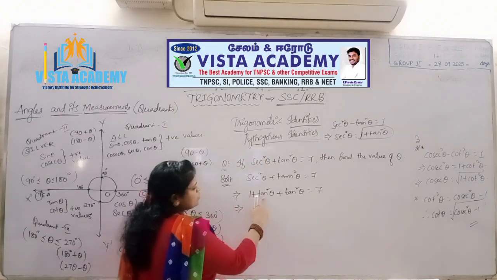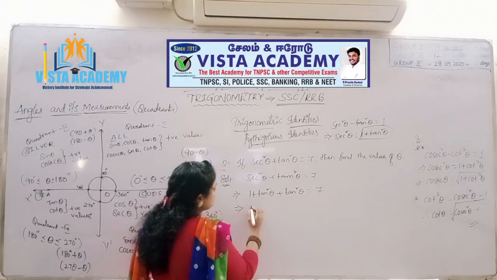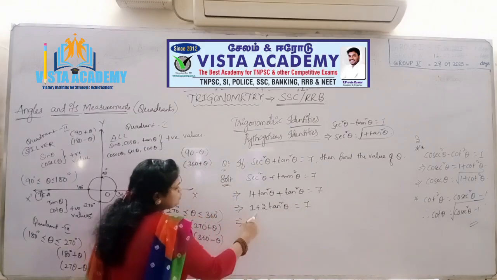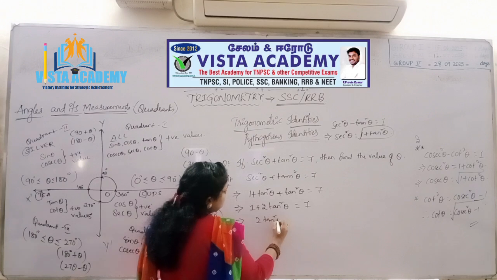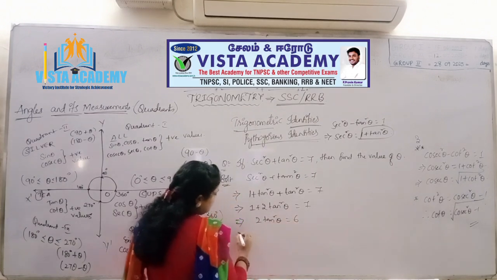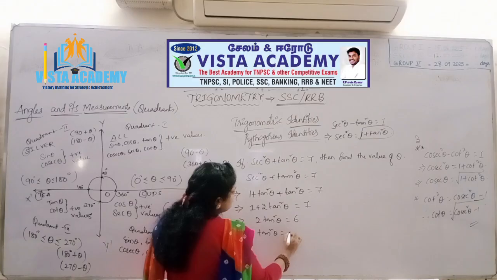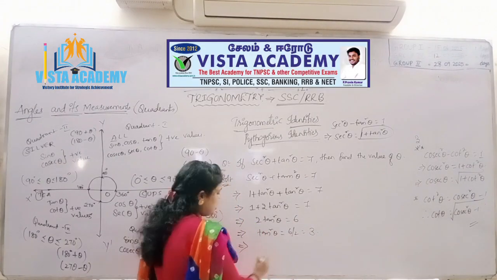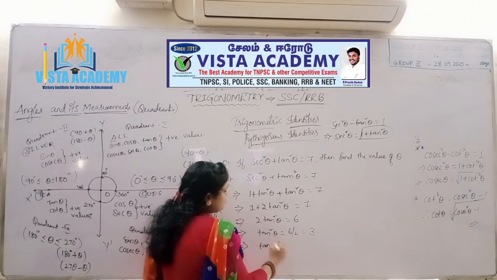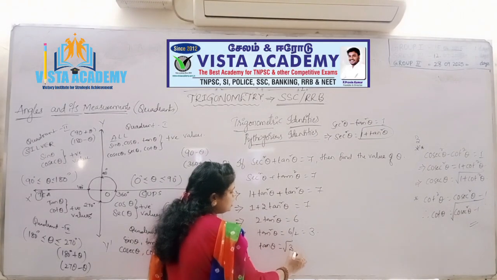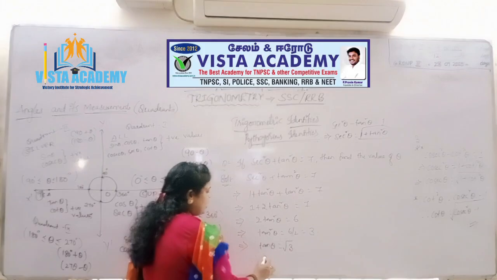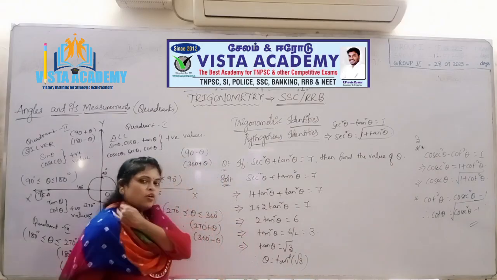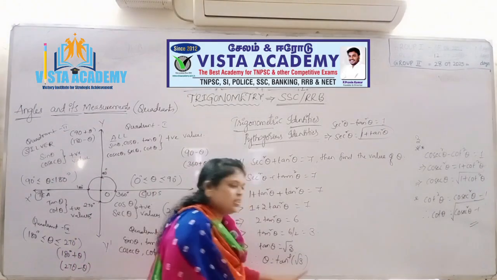In the next step, tan square theta plus tan square theta is equal to 2 tan square theta. So 1 plus 2 into tan square theta is equal to 7. Bring this 1 to the right hand side. 2 tan square theta is equal to 7 minus 1, which is 6. Then tan square theta is equal to 6 by 2, which is equal to 3. Now they are asking us to find the value of theta. Then tan theta will be equal to, the square going to the right hand side, root 3.